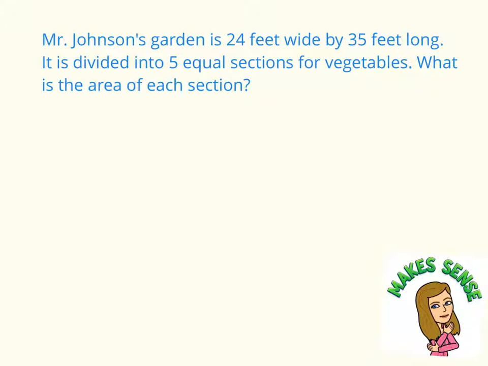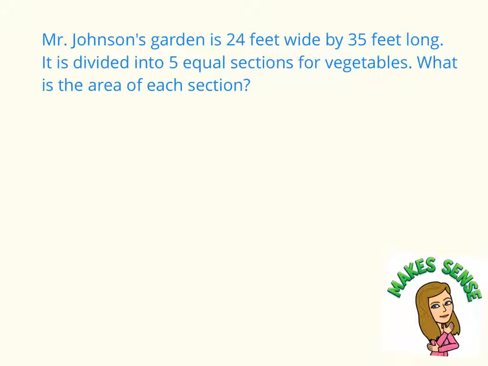Last problem I want to show you today before you go on to your ticket. This one says, Mr. Johnson's garden is 24 feet wide by 35 feet long. It is divided into 5 equal sections for vegetables. What is the area of each section? Okay, so this is a 2-step problem. The first thing I need to find is the area of the whole garden. That is 24 feet by 35 feet. Remember, to find the area, you take width times length.